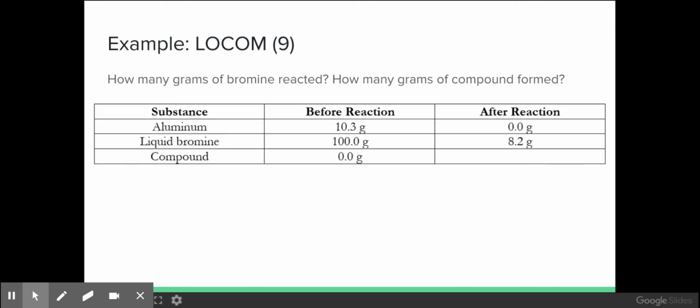In this situation, I want you to see if you can set up a skeletal equation just with words, kind of the same way that I did in the previous problem. Can you find out how many grams of the compound formed if you have this information in this table? Take a moment, pause the video, and see if you can work this out.